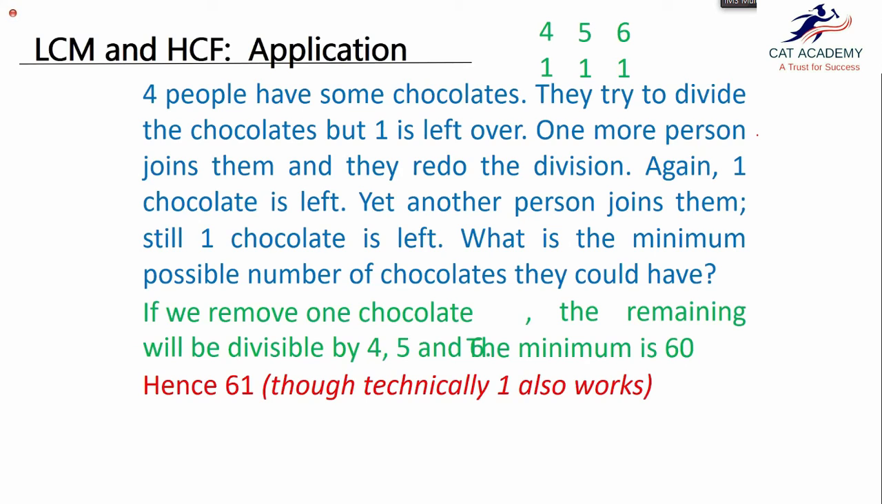By the way, technically this works for 1 also. That means had there been 1 chocolate, then 4 people, 1 chocolate left over. 5 people, 1 chocolate left over. 6, 1 chocolate left over. But that's just a technicality. We are not really looking into that because that means that I am not distributing any chocolates. I'm just keeping that leftover chocolate. That's it. So unless there is something in the question that is pointing to this technicality, we'll ignore it. Okay.